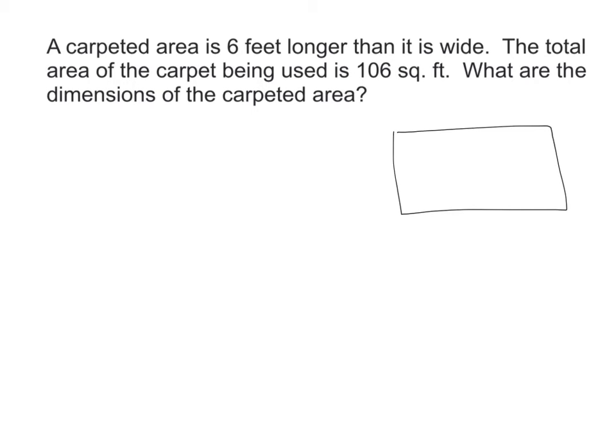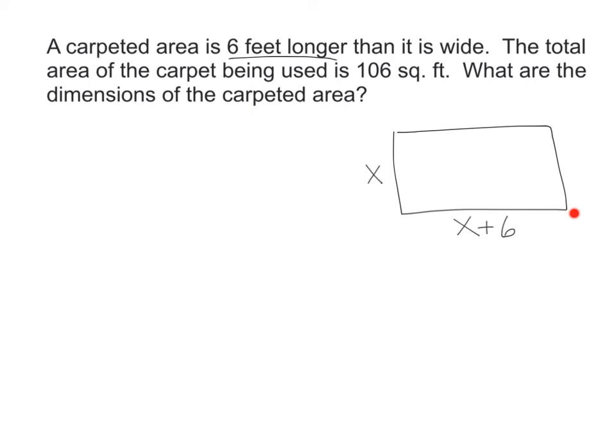So the carpeted area is 6 feet longer than it is wide. Well, how wide is it? We don't know. What do we use when we don't know? Well, we use x. So then if the other part is 6 feet longer than that, that means it's whatever the x value is plus 6 more feet. So this will be x plus 6. Notice it's not 6 times x, because that would be 6 times longer, not 6 feet longer. So now we have our dimensions.